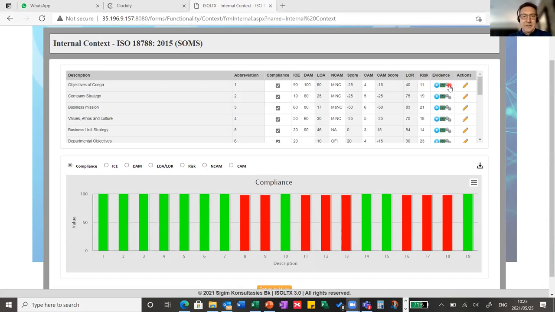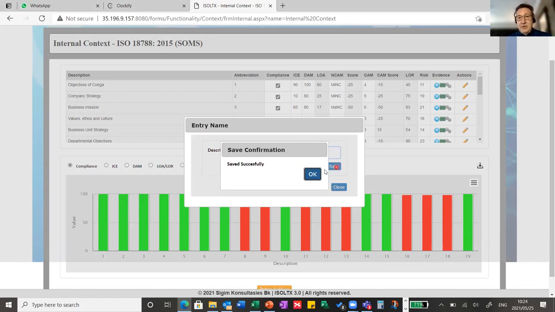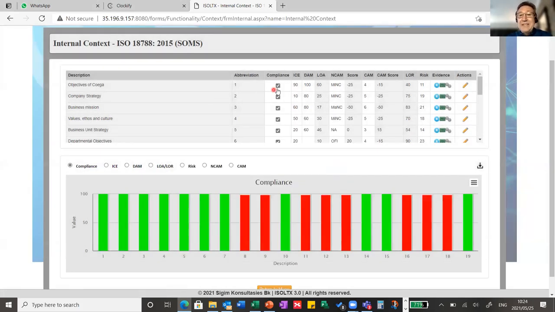Now, how does it work? Let me show you. If you're looking at the objectives, we can go and change that, and we can say the objectives of the IRMSA community. And it is as simple as that. So is the configuration necessary? No, you can do it yourself. It is as simple as that.